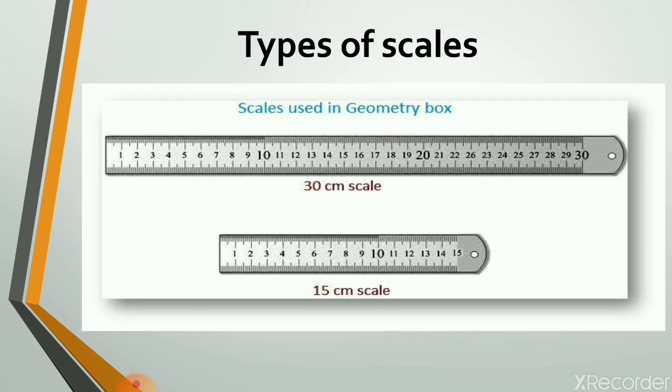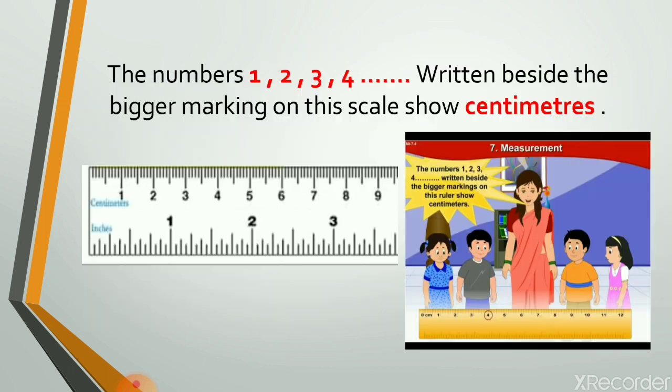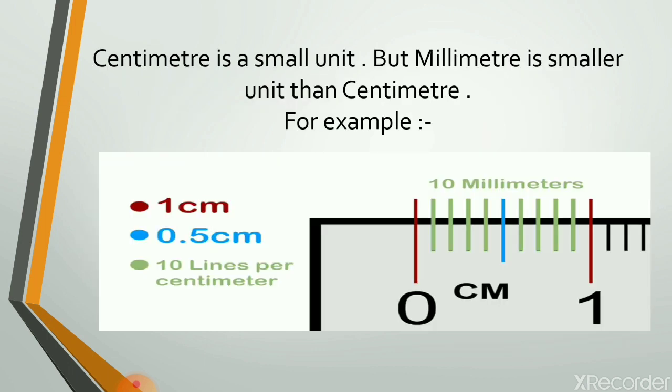Now there are two types of scales: a 30 centimeter scale, from which we can measure up to 30 centimeters, and a 15 centimeter scale, from which we can measure up to 15 centimeters. In a scale, the numbers 1, 2, 3, 4, 5 up to 15 or 30 are written beside the bigger markings on the centimeter side. Centimeter is a small unit, but millimeter is a smaller unit than centimeter.